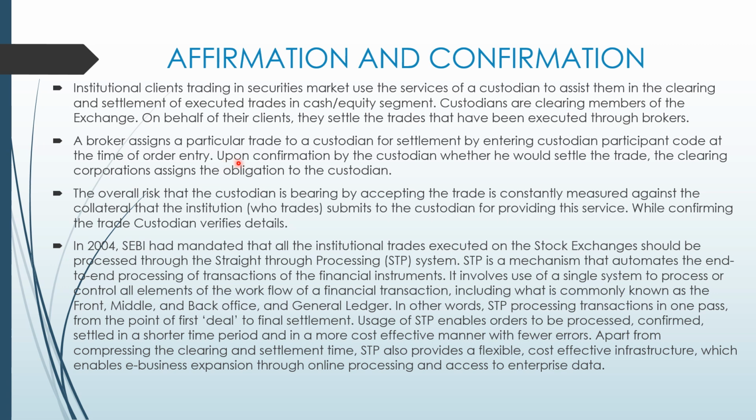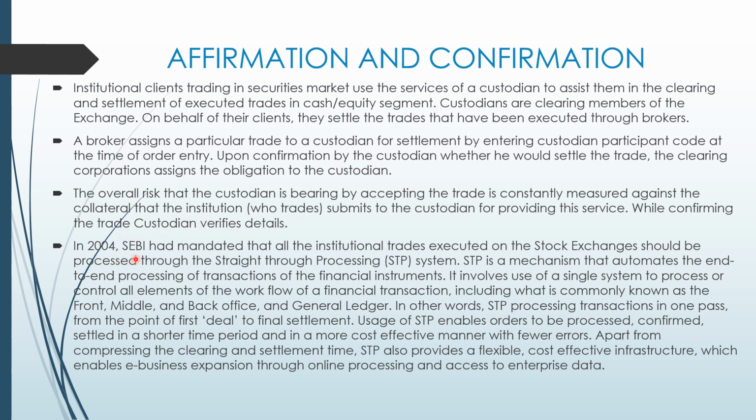The custodian is given the right whether they want to accept the trade or whether they want to deny the trade. So, upon confirmation by the custodian whether he would settle the trade, the clearing corporation assigns the obligation to the custodian. The custodian is bearing the risk by accepting the trade against the collateral that the institution who trades submits to the custodians for providing this service. While confirming the trade, the custodian verifies all the details.